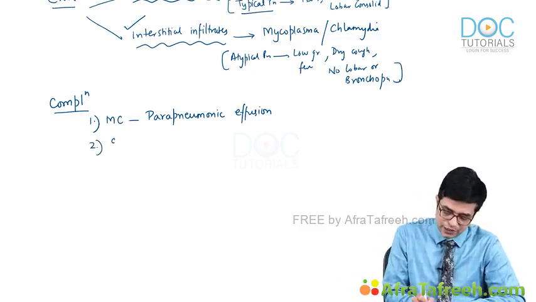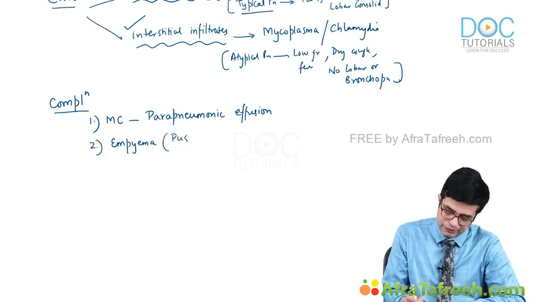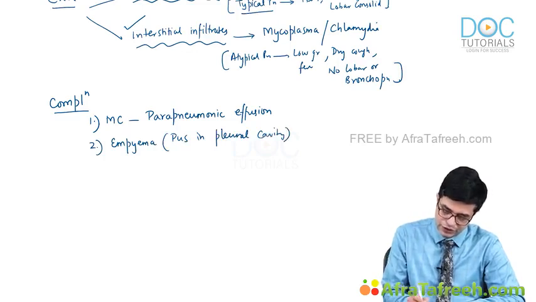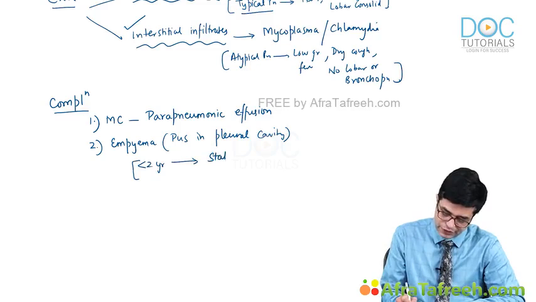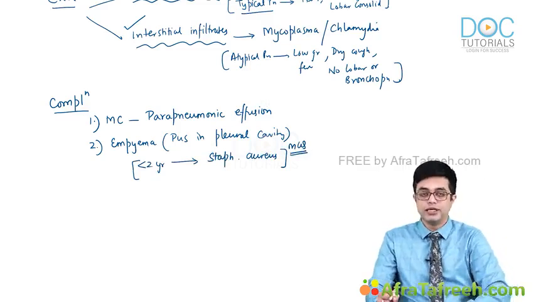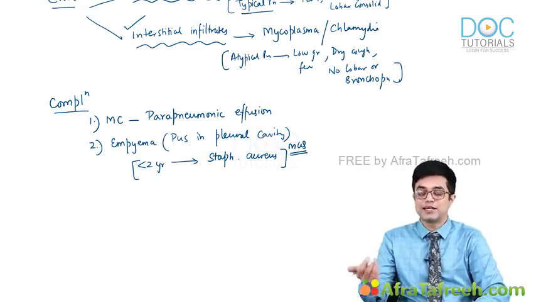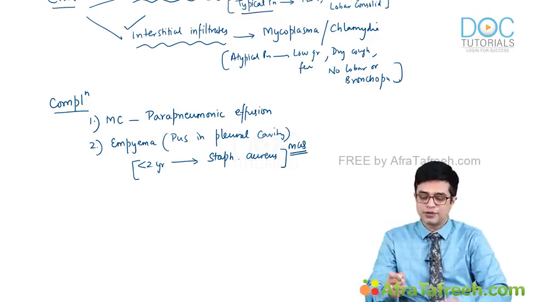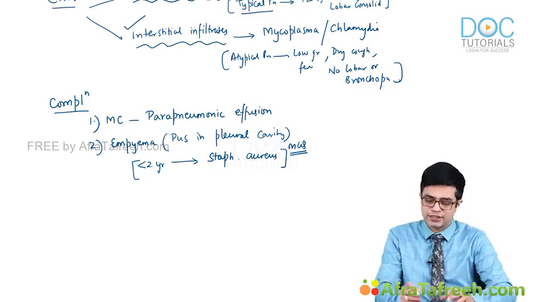Second is empyema. Empyema refers to pus in the pleural cavity. In young children below 2 years of age, empyema is mostly caused by Staph aureus. This is your MCQ point. Above 2 years, it is usually Streptococcus pneumoniae, but can be Streptococcus pyogenes, Staph aureus, and many times mixed culture is obtained. So that is why only less than 2 years is the one which is asked in exams.